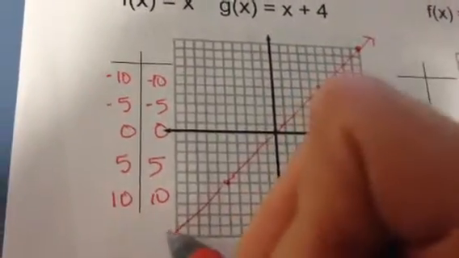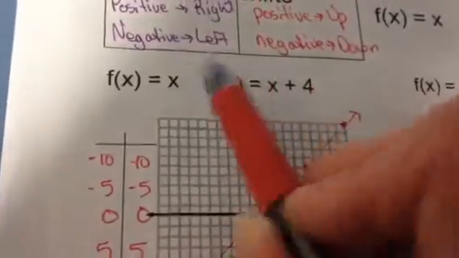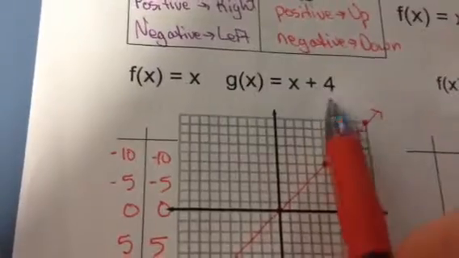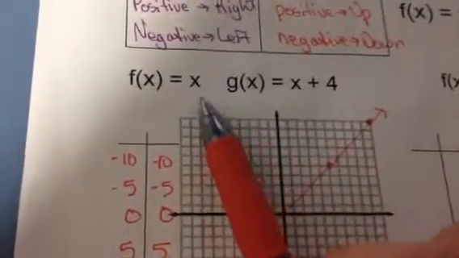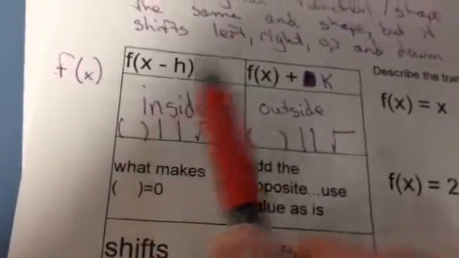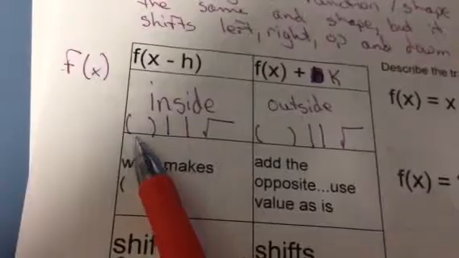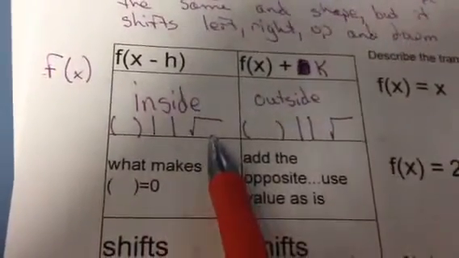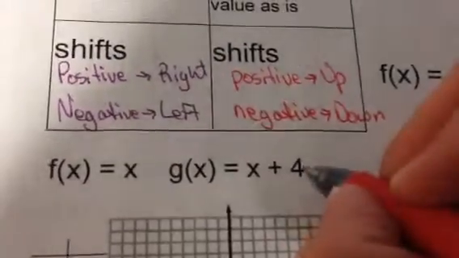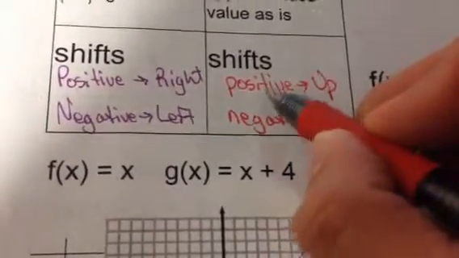With arrows. Okay, so this is the original function, and now I'm going to take a look at what's changed. And there's a 4. So when I look at the original function, the parent function, versus the new function, I want to see what they added. Is it inside or is it outside? So is it inside parentheses, absolute value bars, radicals, or is it outside? Well, it's definitely not inside anything, so it's outside. So that means it's going to go up or down, and since it's positive, it's going to go up 4.